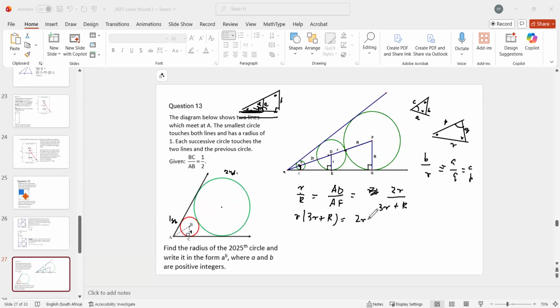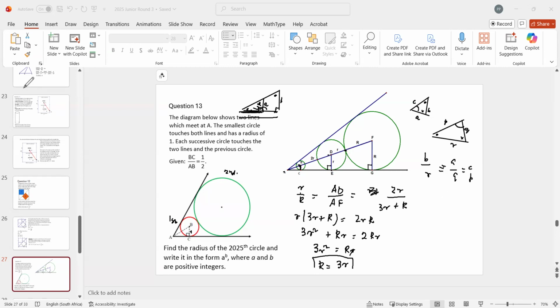equals 2R capital R. This is 3R squared plus capital R times R equals 2 capital R times R, 3R squared. Take this to the other side, and you have R, 2R minus capital R. R's cancel, and you have the outside radius is actually equal to 3 times this radius. So the radius of this new circle is 3 times the radius of the old circle.